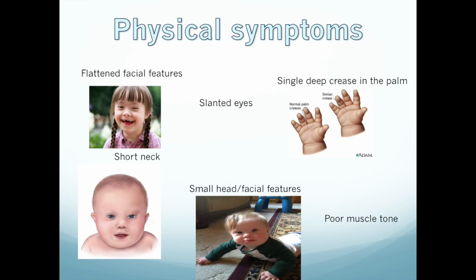Down syndrome is most famous, or infamous, for the visible differences that those affected bear. Those with Down syndrome have physical symptoms such as poor muscle tone, a single deep crease along their palms, known as a simian crease, eyes slanted upwards, short necks, a small head and face, along with very flat facial features.